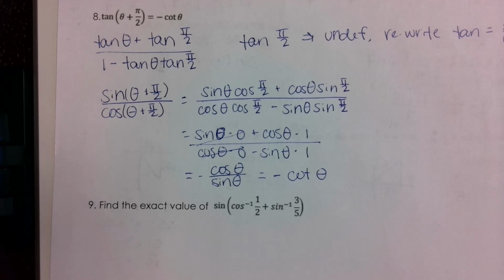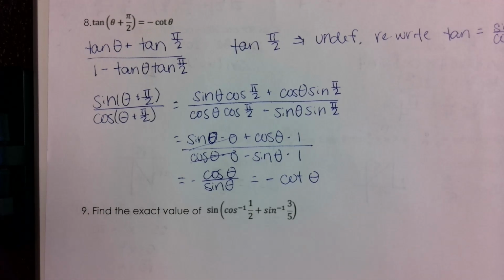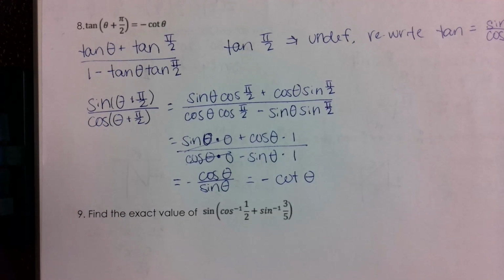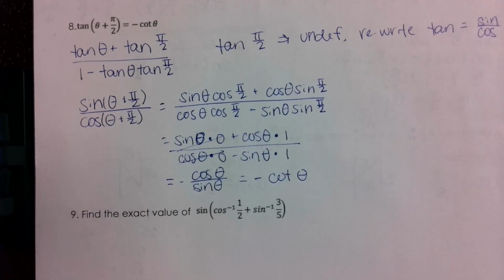It was times 0, so anything times 0 is 0. Sorry, those were supposed to be little dots. So times 0. Yes, those are times 1s. I thought we just took the top. Where did the tangent come from?